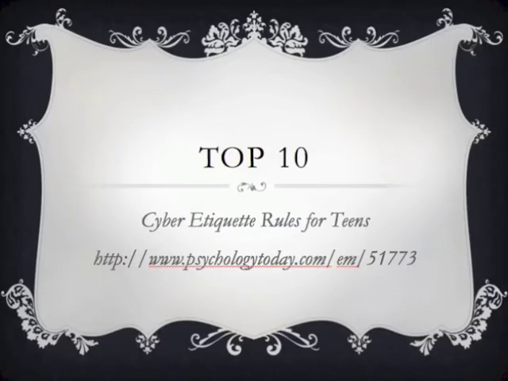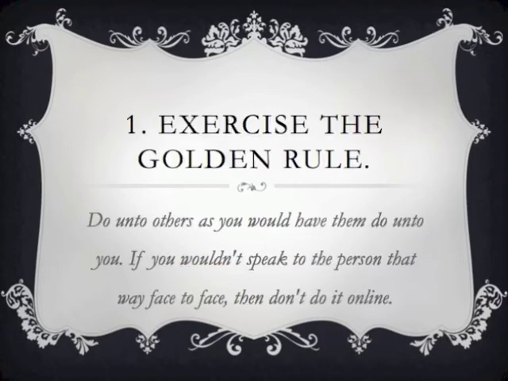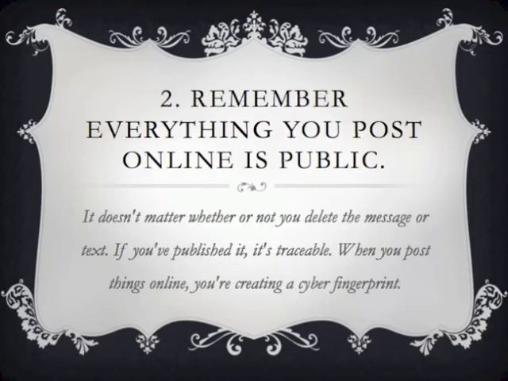While we're discussing our email and Twitter use, let's talk about some cyber etiquette rules while we're here. Exercise the golden rule. Do unto others as you would have them do unto you. If you wouldn't speak to the person like that face to face, don't do it online. Remember, everything you post online is public. It doesn't matter whether or not you delete the message or text. If you've published it, it's traceable. When you post things online, you're creating a cyber fingerprint.